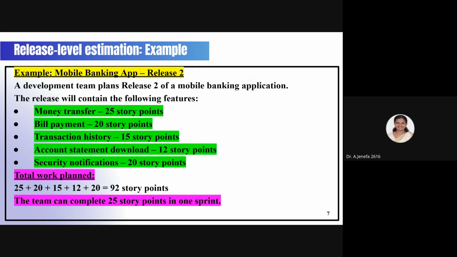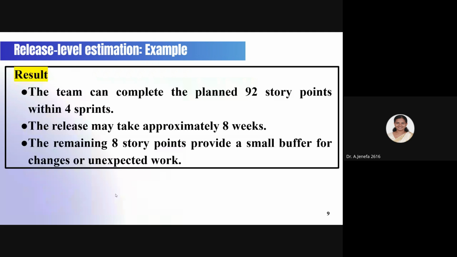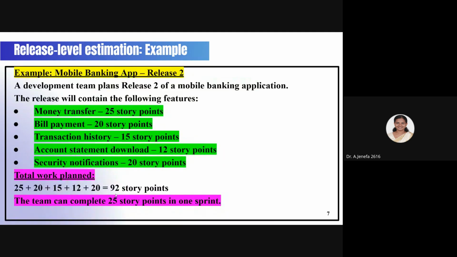Fine. As in this first example, an app is going to be released as version 2, and these are all the user points that have been identified. So the total user stories that can be completed is 92. As we have also seen about calculating the total work plan, the total work plan is nothing but the total number of user stories that can be completed within a duration.